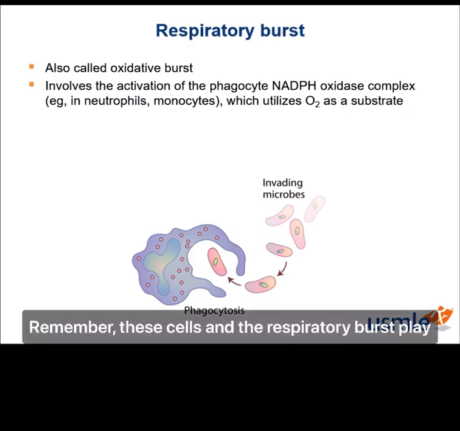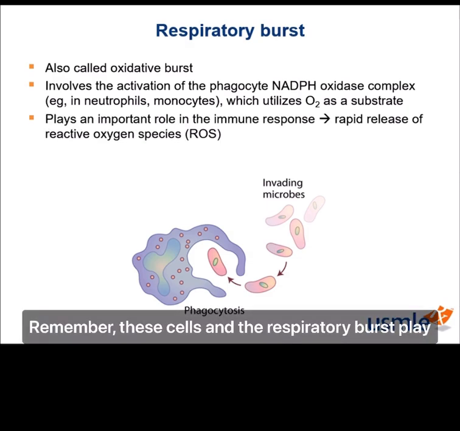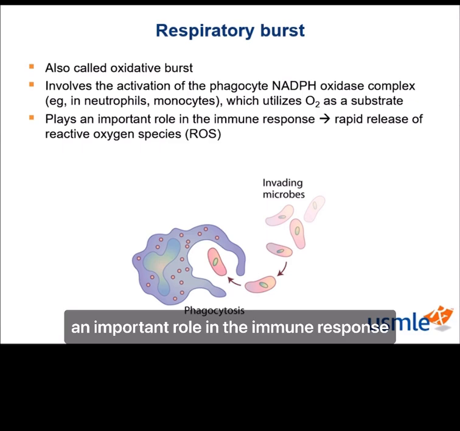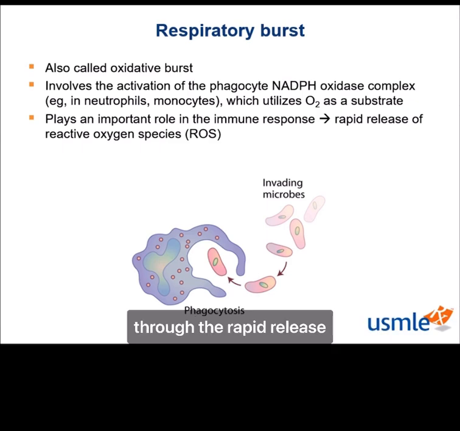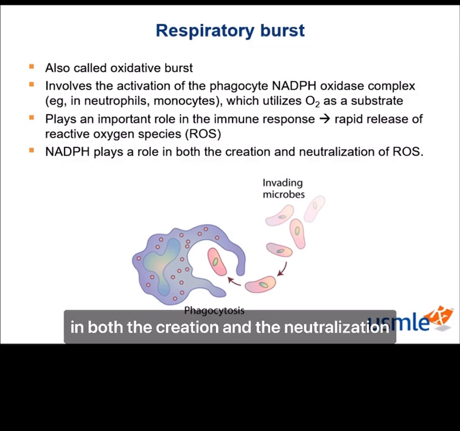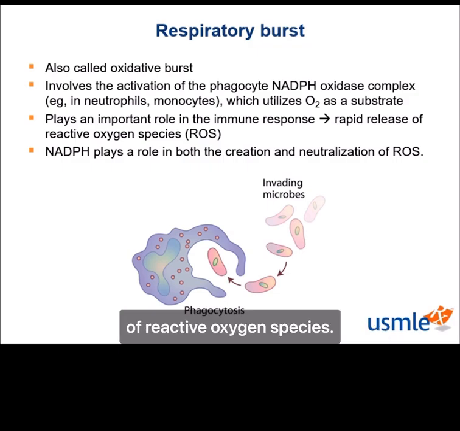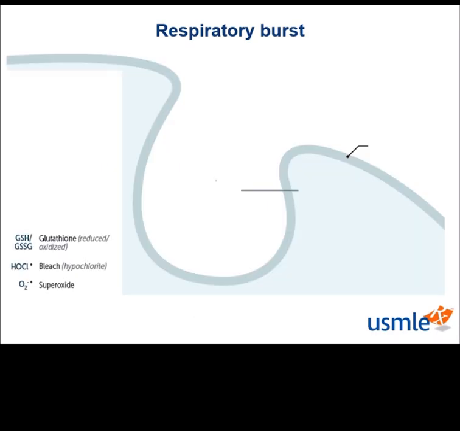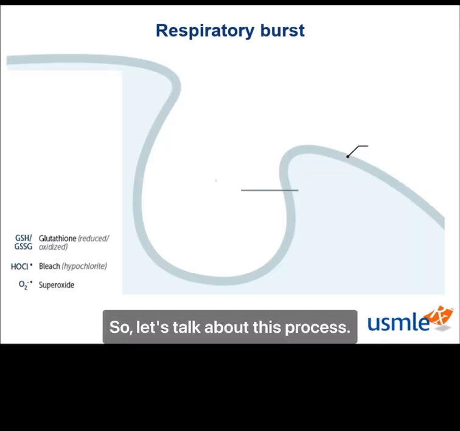Remember, these cells and the respiratory burst play an important role in the immune response through the rapid release of reactive oxygen species, or ROS. As we're about to see, NADPH plays a role in both the creation and the neutralization of reactive oxygen species. So, let's talk about this process.